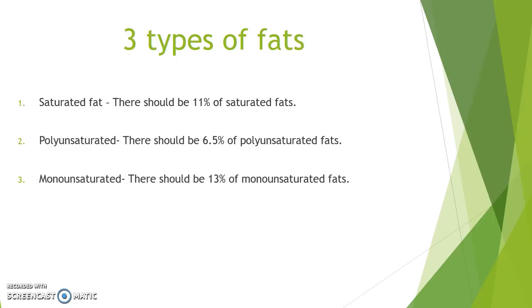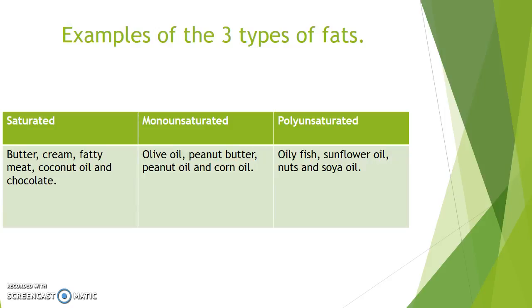Polyunsaturated and monounsaturated fats are higher in antioxidants. They increase good cholesterol, they spoil quickly and decrease bad cholesterol, whereas saturated fats are really bad for you because they increase bad cholesterol, they are long-lasting, and also eating too many of them could possibly lead to association with heart disease. Examples of saturated fats are butter, cream, fatty meat, coconut oil and chocolate.